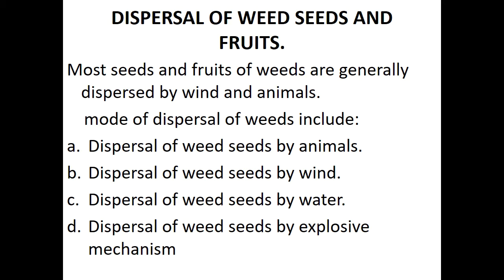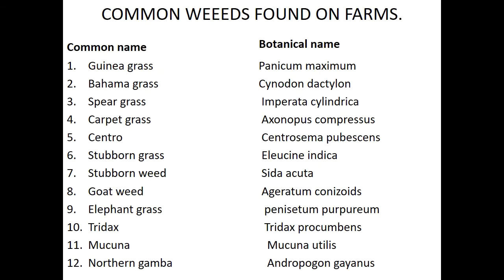Another one is dispersal of wheat by wind. Wind also carries the wheat seed from one place to the other. We also have dispersal of wheat seed by water, especially in the riverine area. Yes, water carries wheat seed from one place to the other. Another method of dispersal is dispersal of wheat seed by explosive mechanism. Once there is an explosion, it moves the wheat from one place to the other.